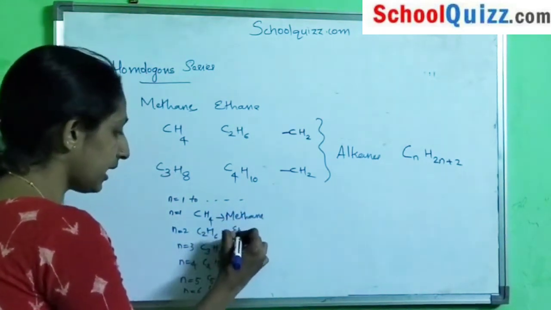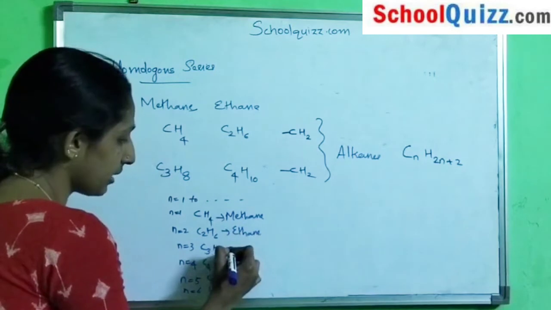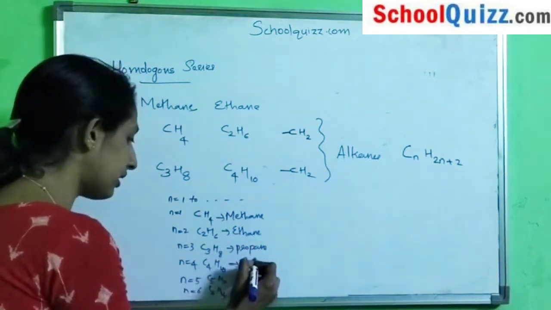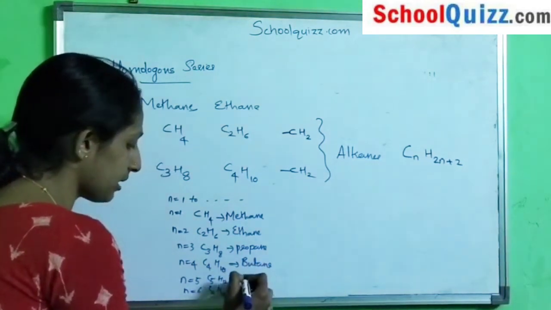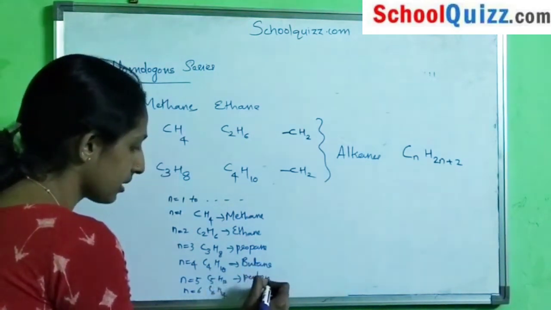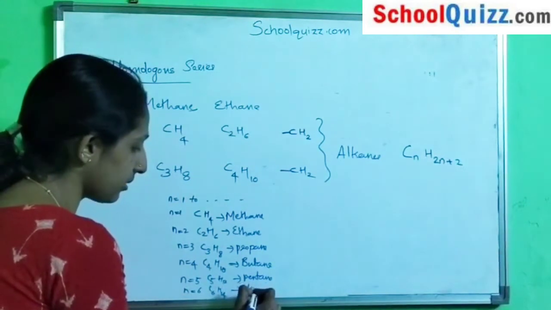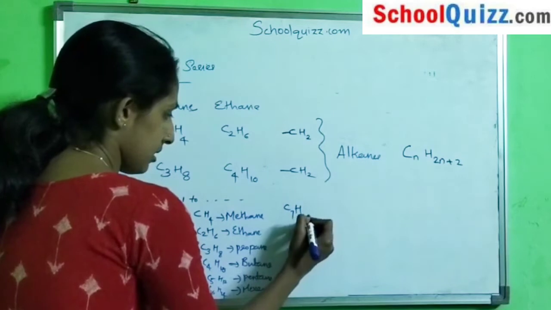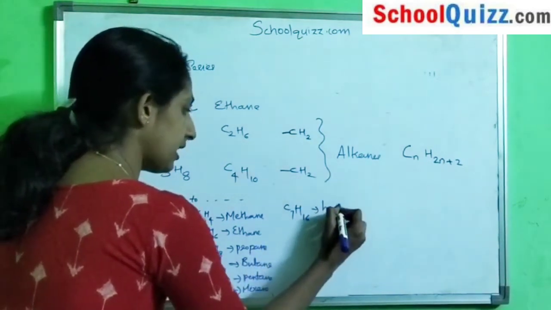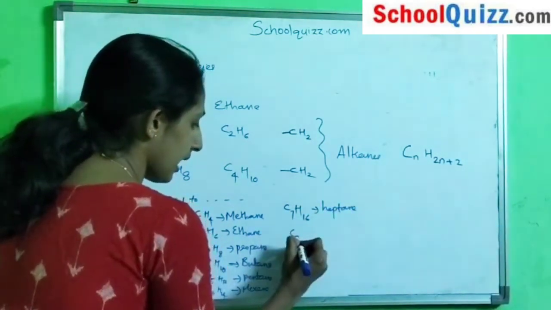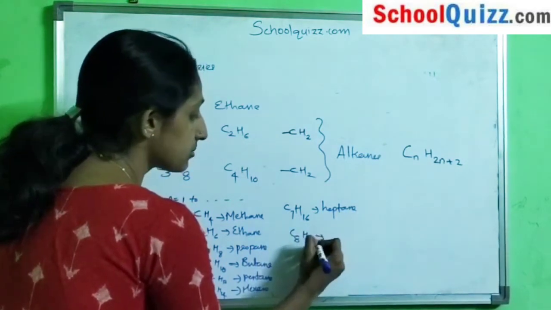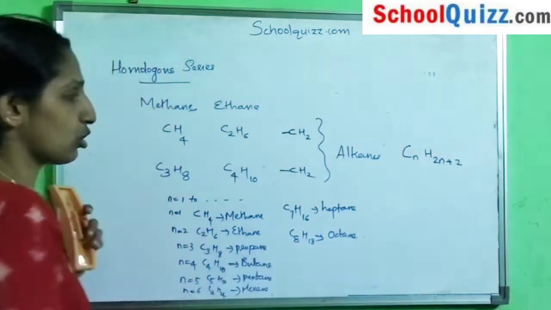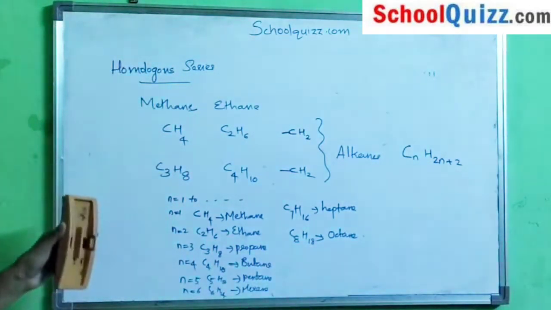This is called ethane. 3 carbon atoms is called propane. 4 carbon atoms is called butane. 5 carbon atoms is called pentane. 6 carbon atoms is called hexane. 7 carbon atoms is known as heptane. 8 carbon atoms is known as octane. And so on. These all come under the category of alkane.